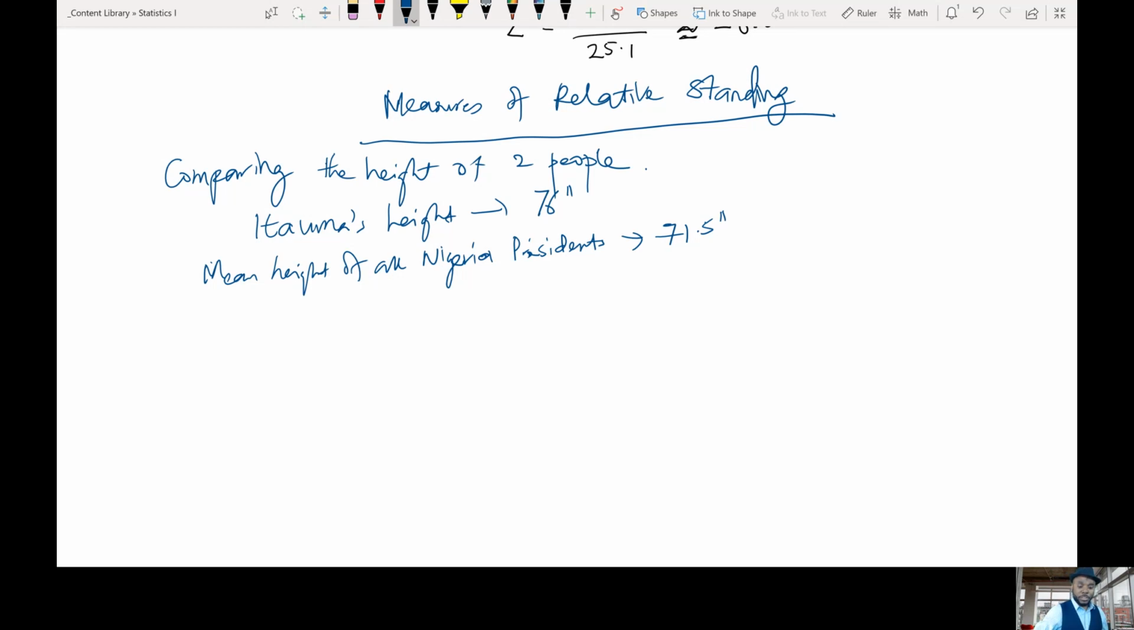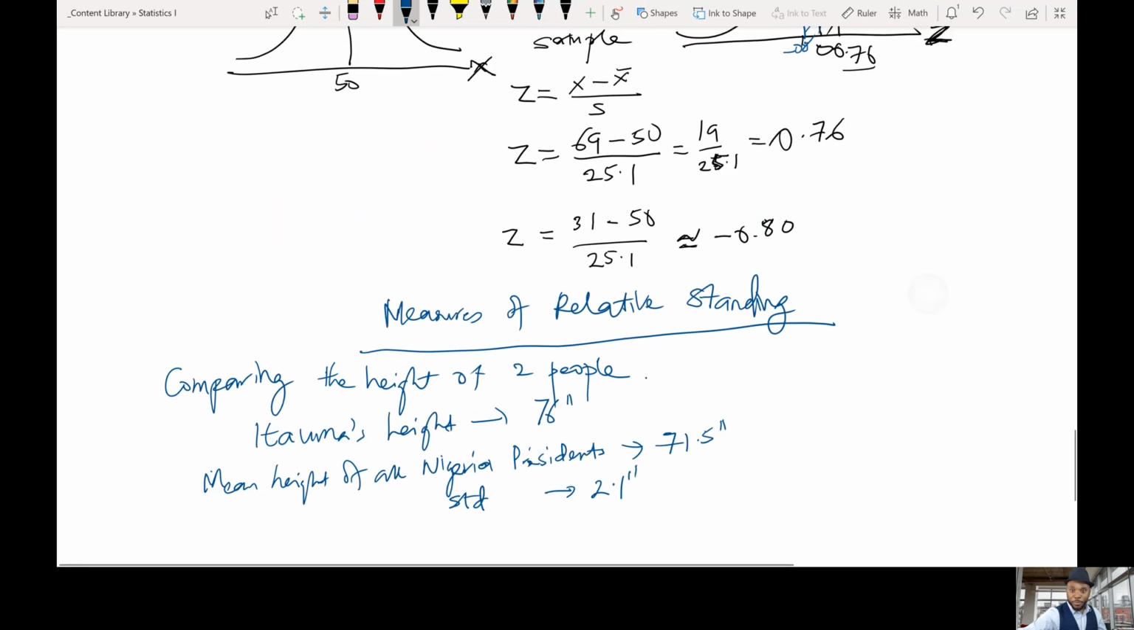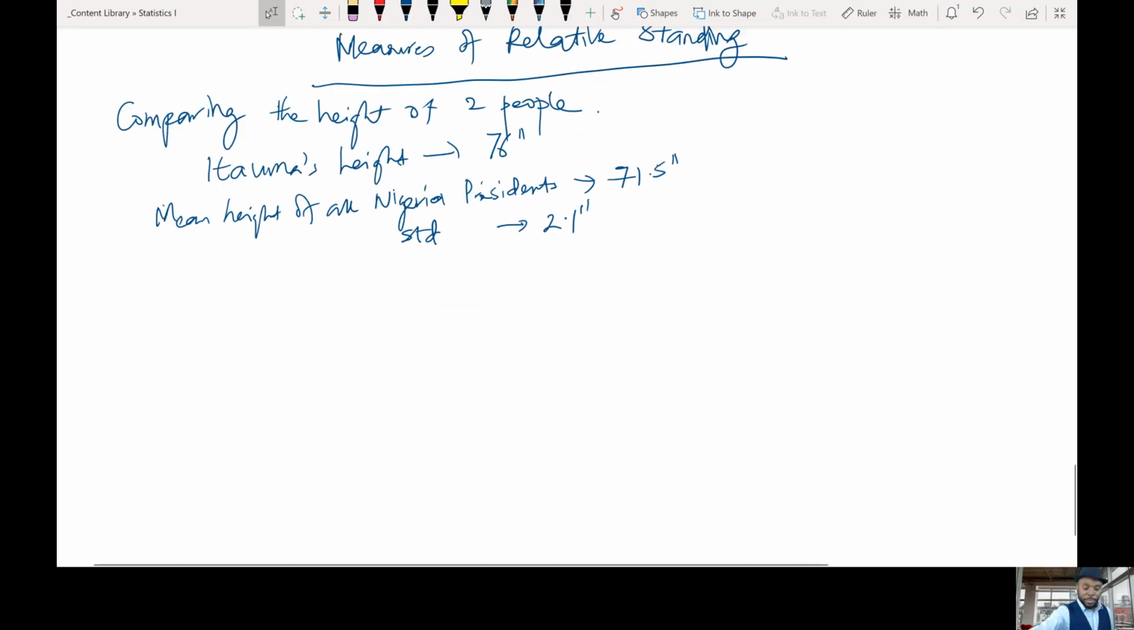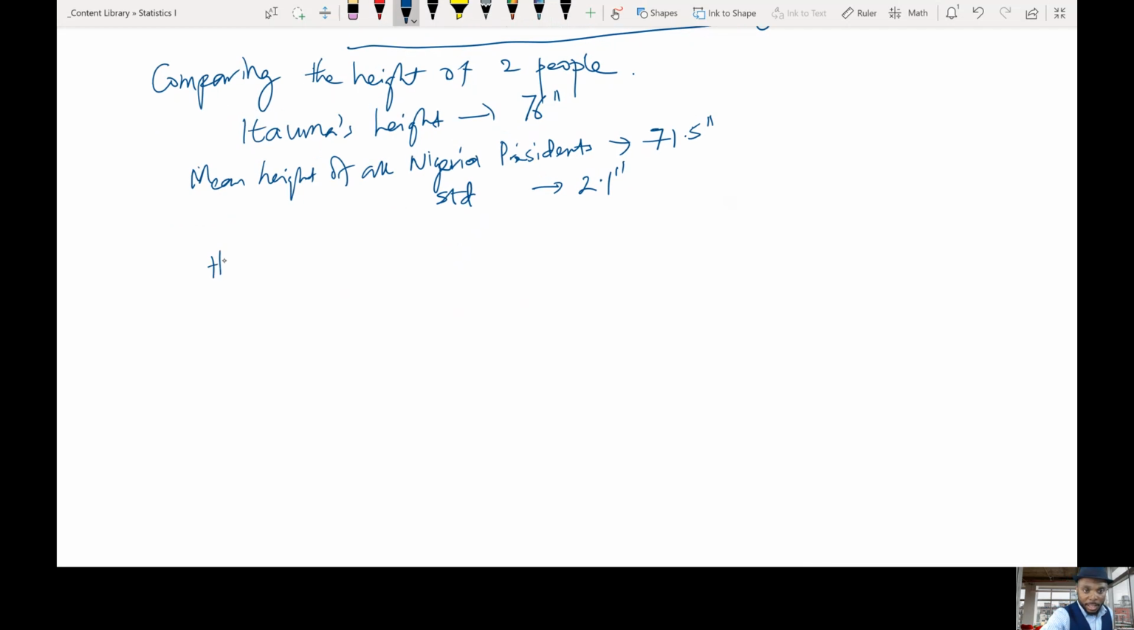Now, let's also assume that the standard deviation is about 2.1 inches. Okay. Now the question is, how far away is Italma from the average height of all presidents? So let's ask that first question. How far am I from the height of all presidents in Nigeria? So that's what we just did above. We find the z-score, because the z-score tells us how many standard deviations a data value is away from the mean.